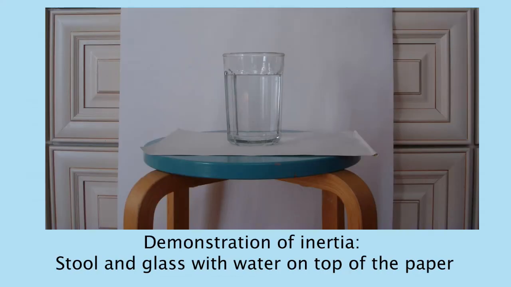The popular demonstration of inertia uses the trick of pulling the tablecloth with tablewares on top. The trick to this demonstration is to use a tablecloth with no folds on the seams to prevent snagging the tablewares and to pull it fast. This demonstration of inertia uses a stool and a glass with water on top of the paper.